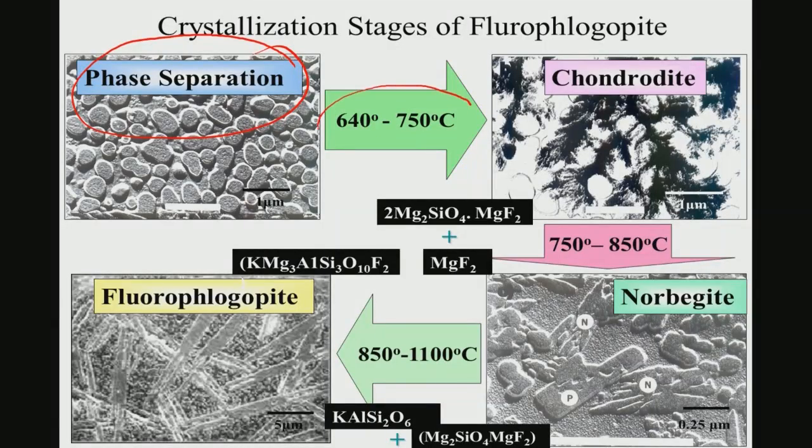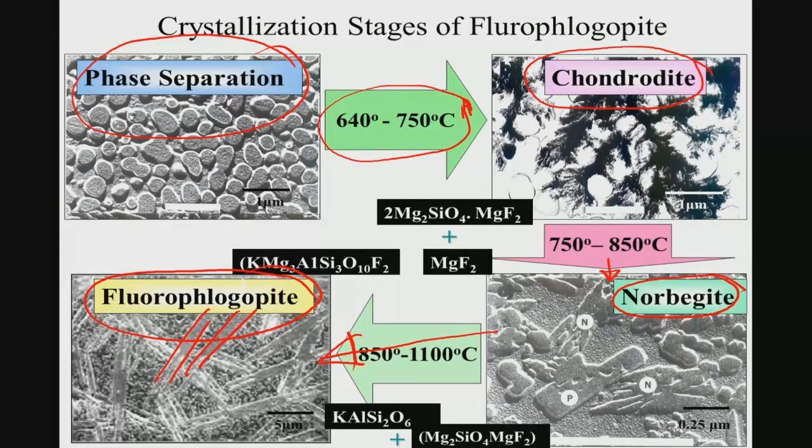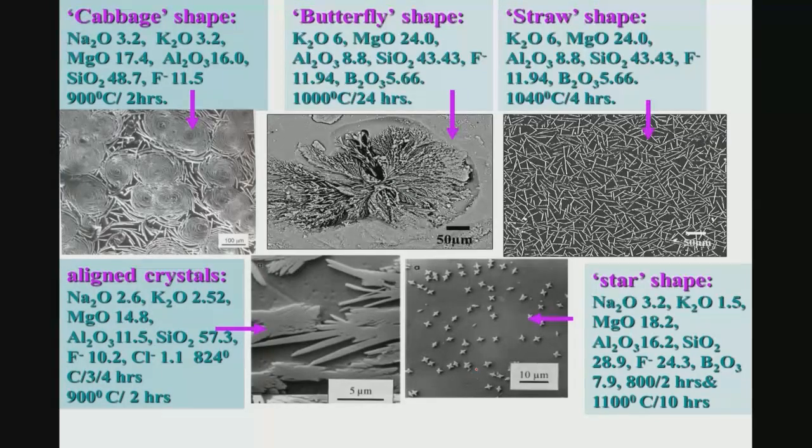Now, when you heat treat this material at 640 to 750 degrees Celsius, you form the chondrodite phase, which has different structural features, and then it changes to norbergite when heat treated at 750 to 850 degrees Celsius. Finally, when you heat treat it in the range of 850 to 1100 degrees Celsius, you get the more equilibrium fluorophlogopite phase with a characteristic straw shaped crystal morphology. And what is the equilibrium composition here? You get KAlSi2O6 plus magnesium silicate and magnesium fluoride based composites.